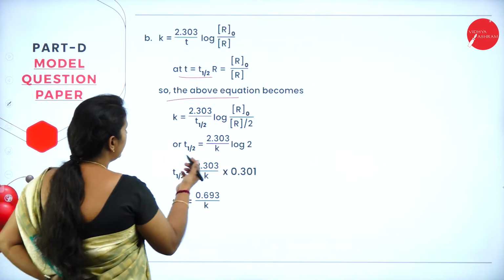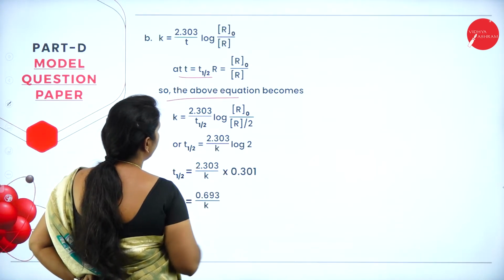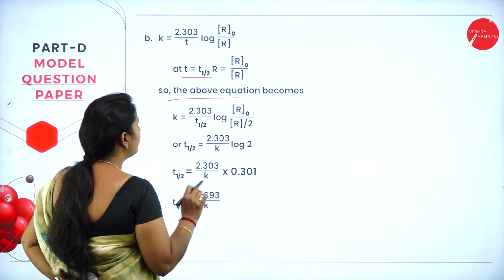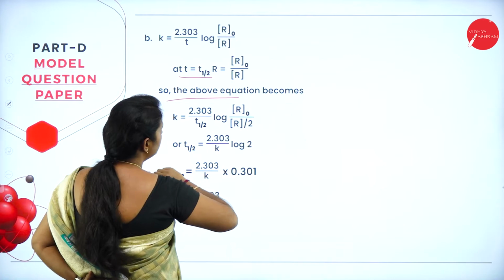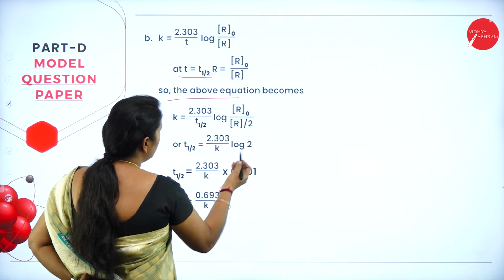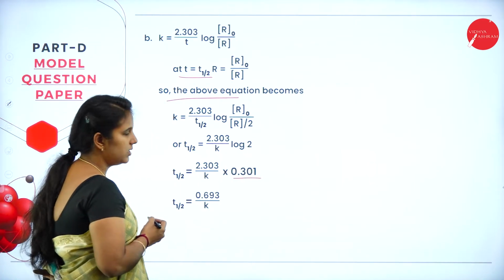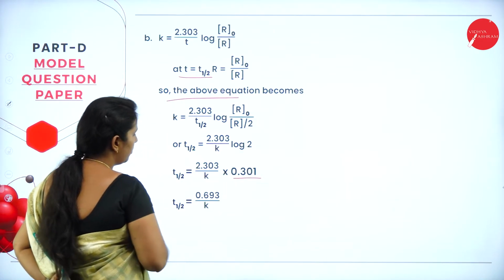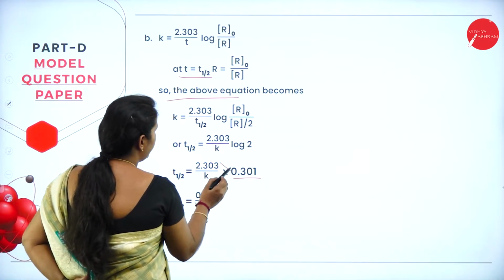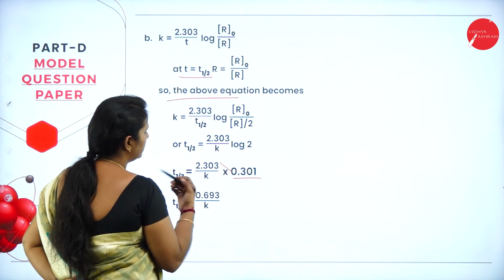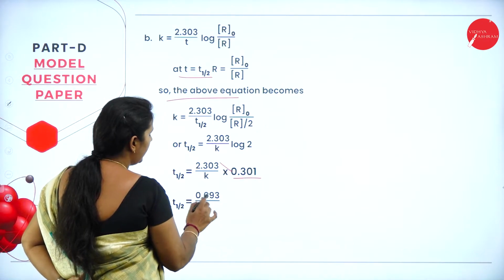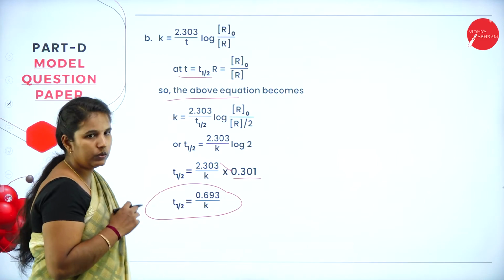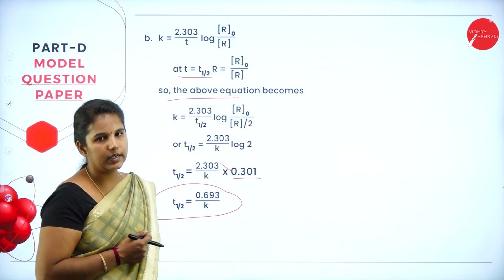Then t half is equal to 2.303 divided by k, just by rearranging t half with k. You will get log 2. The log 2 value is 0.301, so 2.303 divided by k into log 2, which is 0.301. Now if you multiply 2.303 into 0.301, you will get 0.693. That is the t half value with the rate constant k.